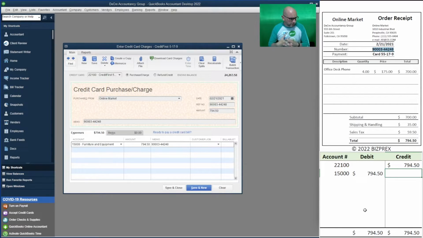Furniture and equipment is an asset. Account 15,000, it goes up. It is debited, so assets go up when debited. What else is happening? We finance this purchase with our credit card, and credit card is a liability. Liabilities go up when credited, right? Therefore, it is credited. Therefore, this amount right here, it's a credit to account 22,100, and this amount right here, it is a debit to account 15,000.